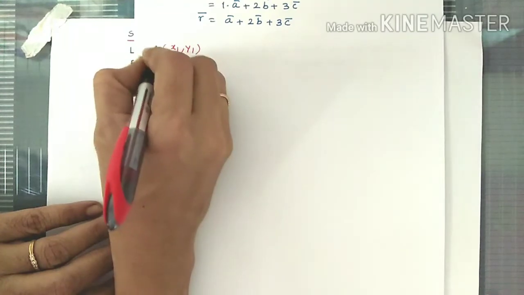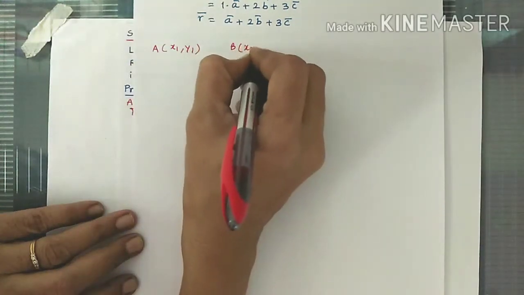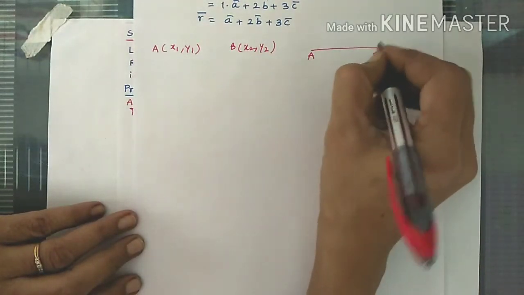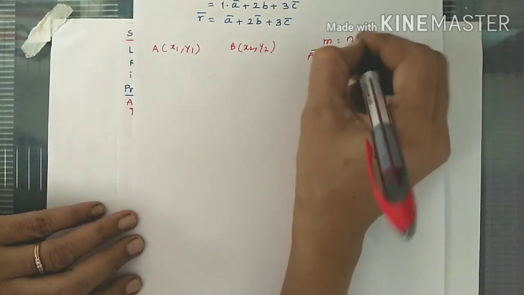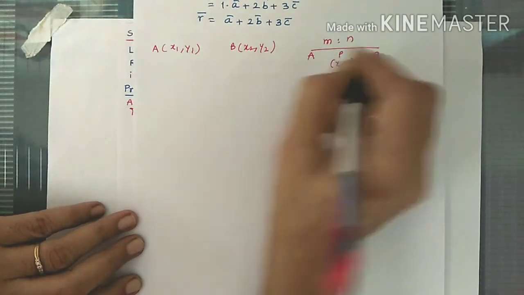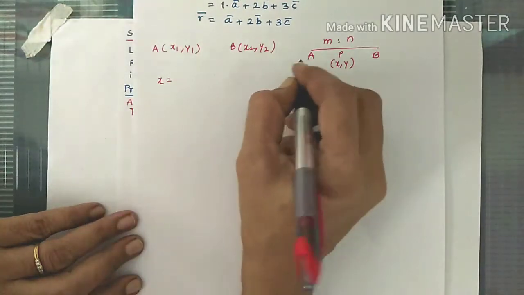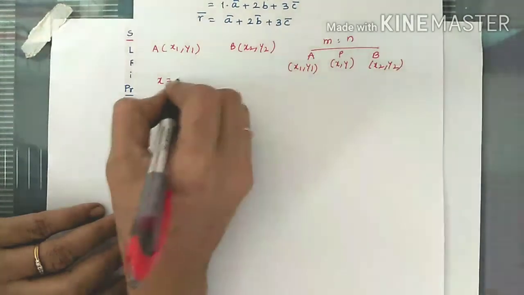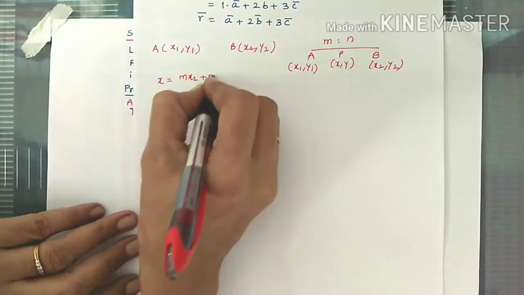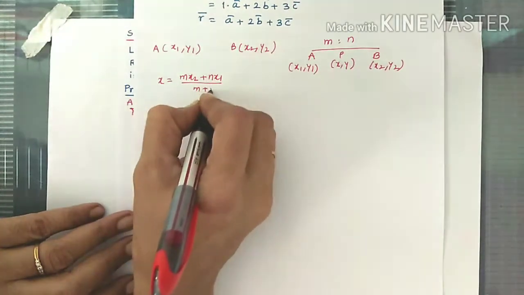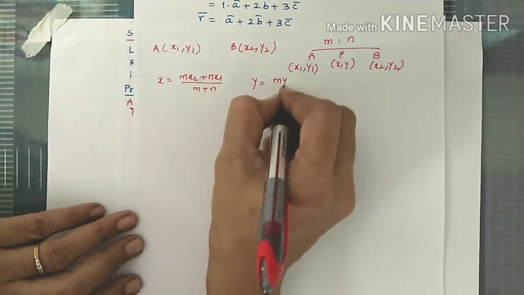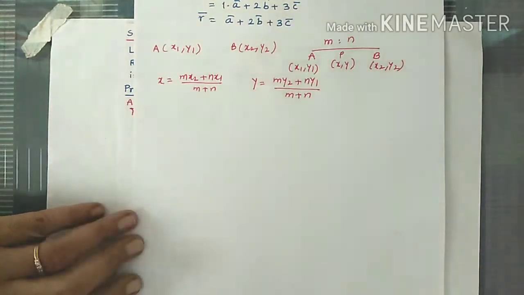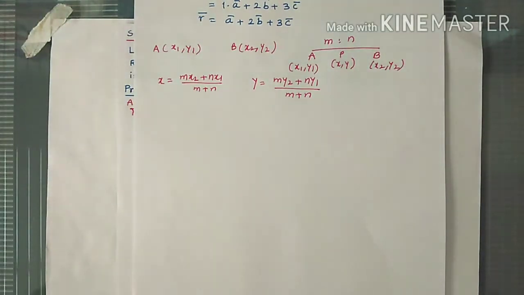if we have 2 points, say A is x1 y1 and B is x2 y2, and if P divides AB internally in the ratio m as to n, and if coordinates of P are x y, then we have x is equal to mx2 plus nx1 upon m plus n, and y is equal to my2 plus ny1 upon m plus n. So this is in the form of coordinates.